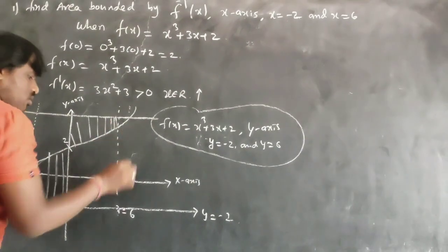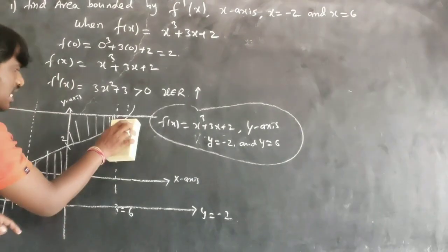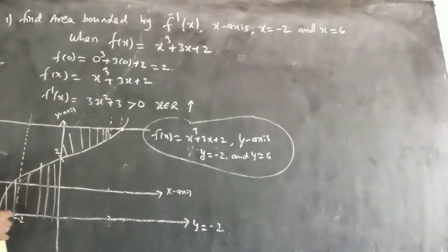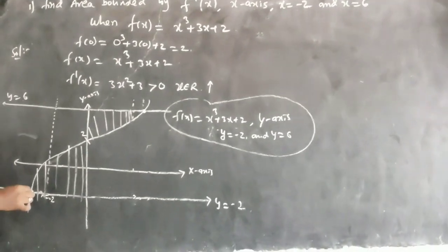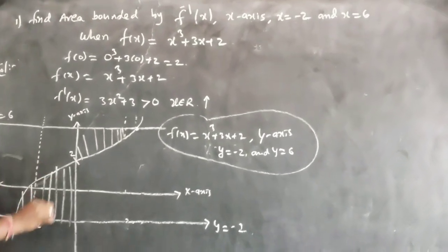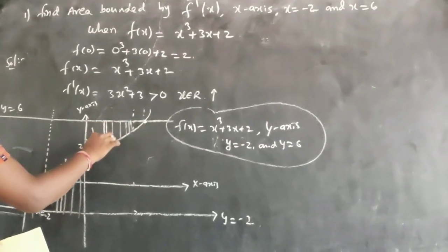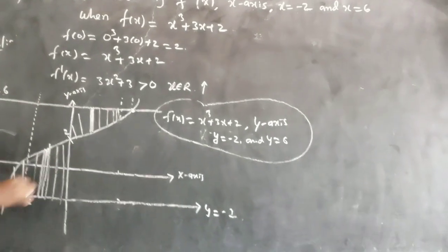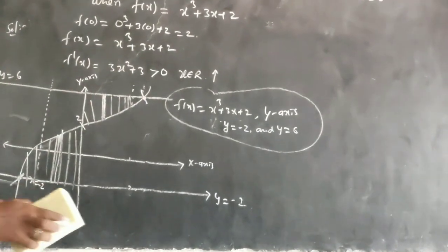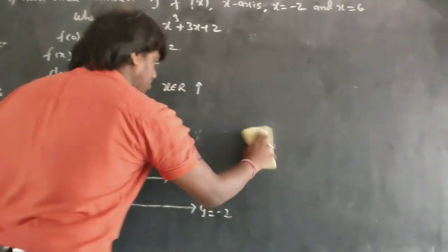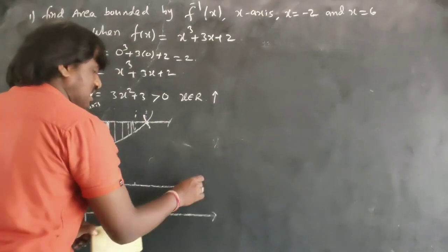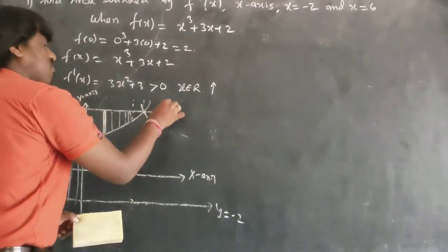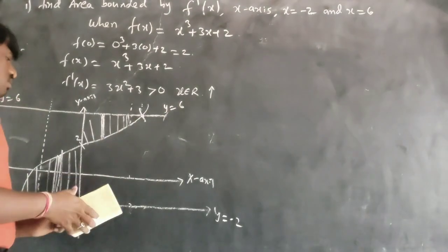But I need to know, this is not x is equal to 6, okay? I have to find the intersecting point of this and the intersecting point of this. If I come to know this one, I can find this area, if I know the intersecting point here. How to know the intersecting point? Simple thing, this is the x-axis and this is y is equal to minus 2, this is y is equal to 6. In between this area you have to find.